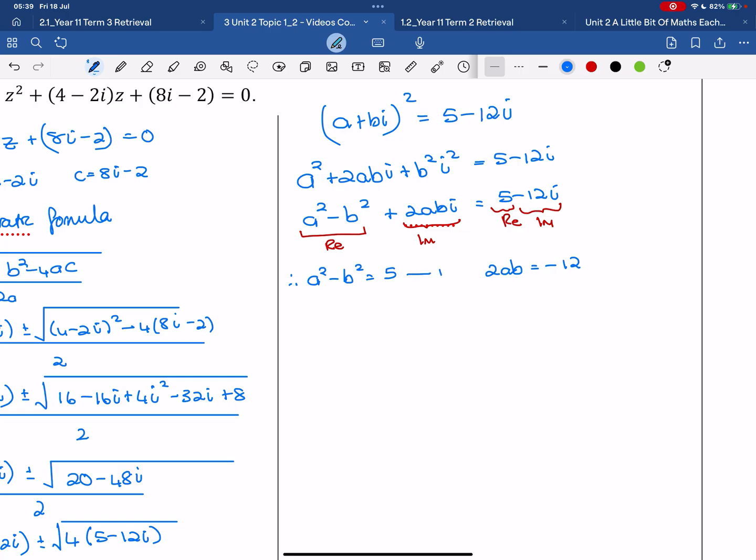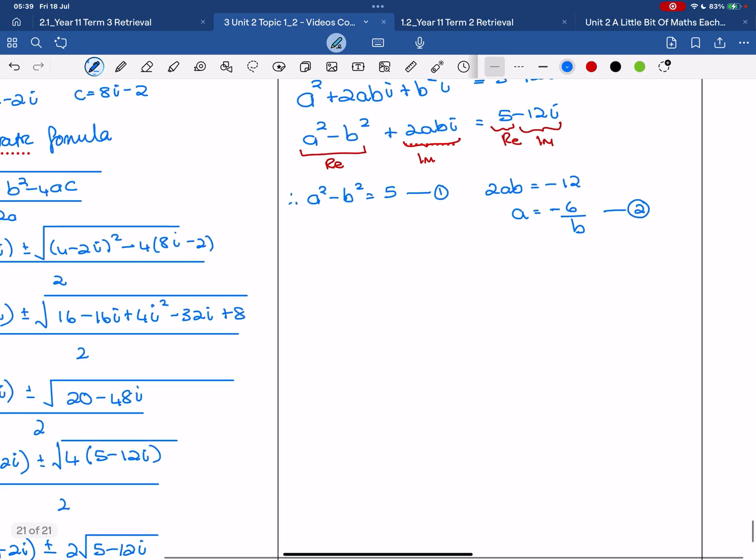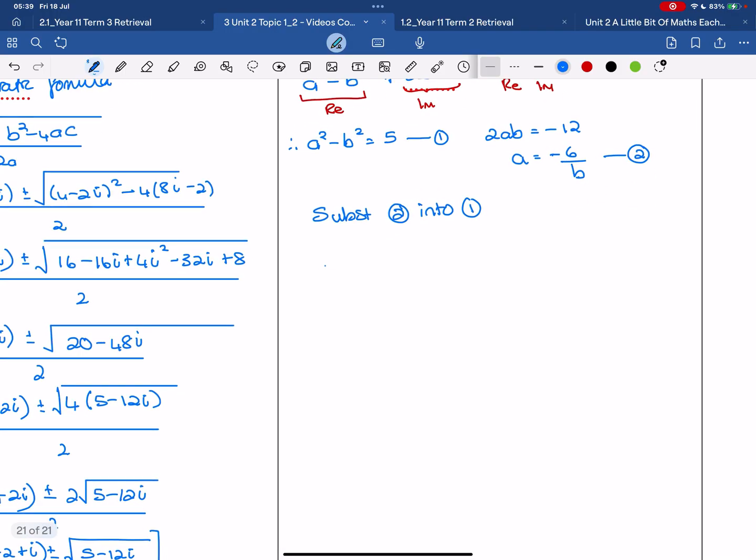This can be equation 1, and before I give equation 2 a number, I'm going to rearrange it so that A is going to be -6 over B. All right, and I'm now going to substitute equation 2 into equation 1. So I have (-6 over B) all squared minus B squared equals 5.